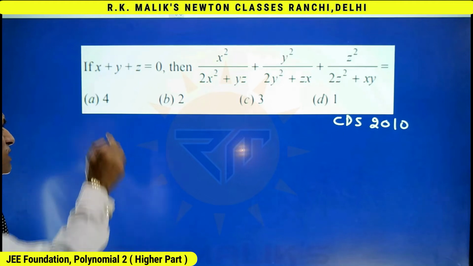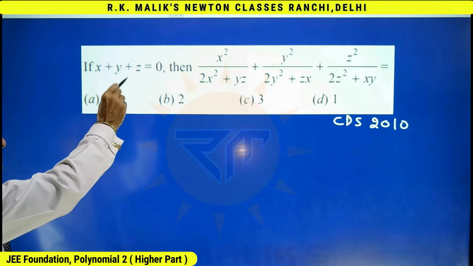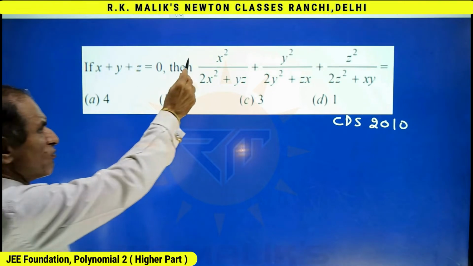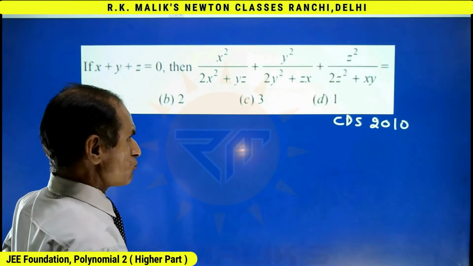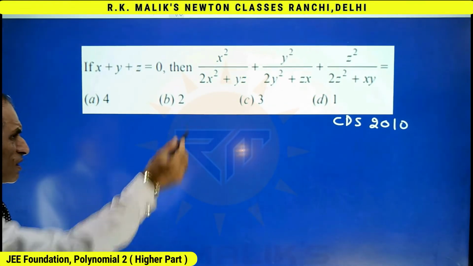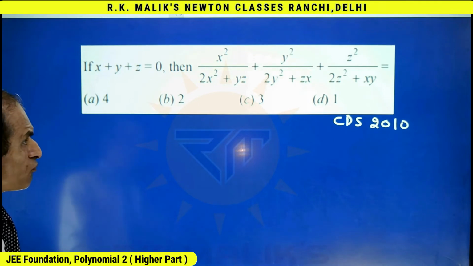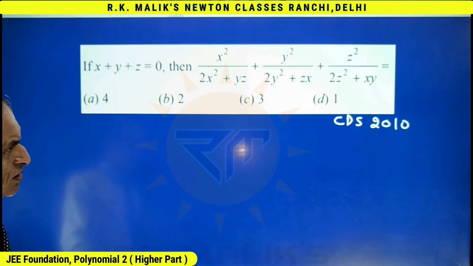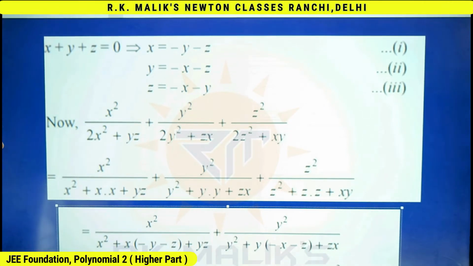In this question, it is given that if x plus y plus z is 0, then the value of this is equal to, you have to find the correct choice. The normal way of doing this question is too lengthy and difficult. As you can see, the book from where I had taken this question has given this solution.